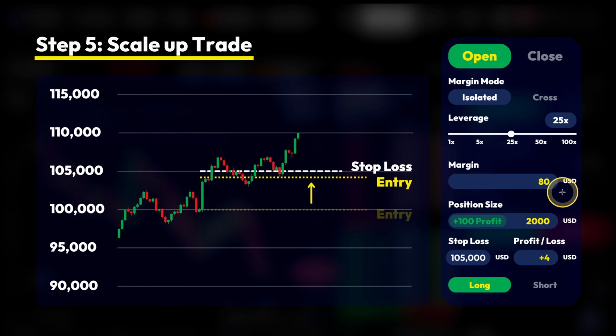If, for example, we add another $1,000 to this trade, we increase our position size to $2,000 and the margin from $40 to $80. What then happens is our entry price then also, of course, shifts upwards to around about $104,700, but still remains below our stop loss. That means from now on, if the price goes down, we still don't make any loss, but if the price continues to go into the right direction, we make double the profit from this point on.